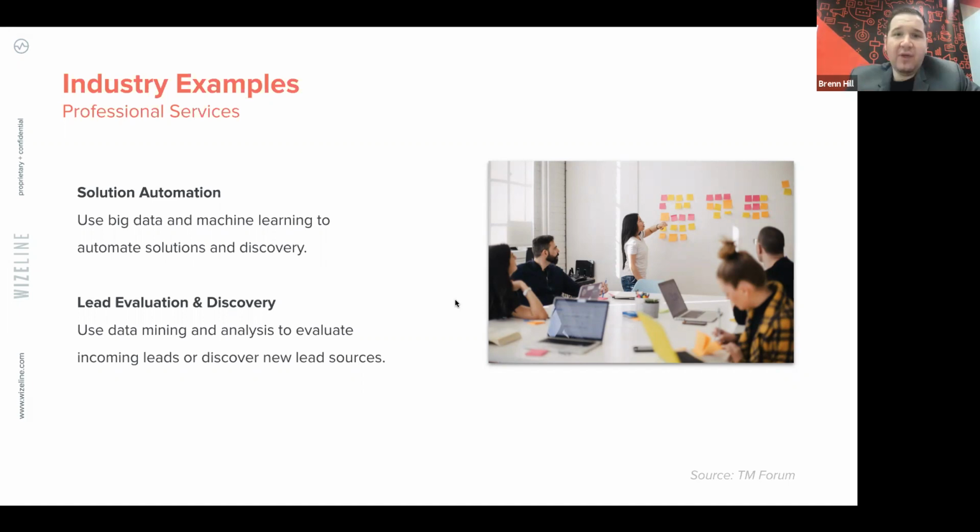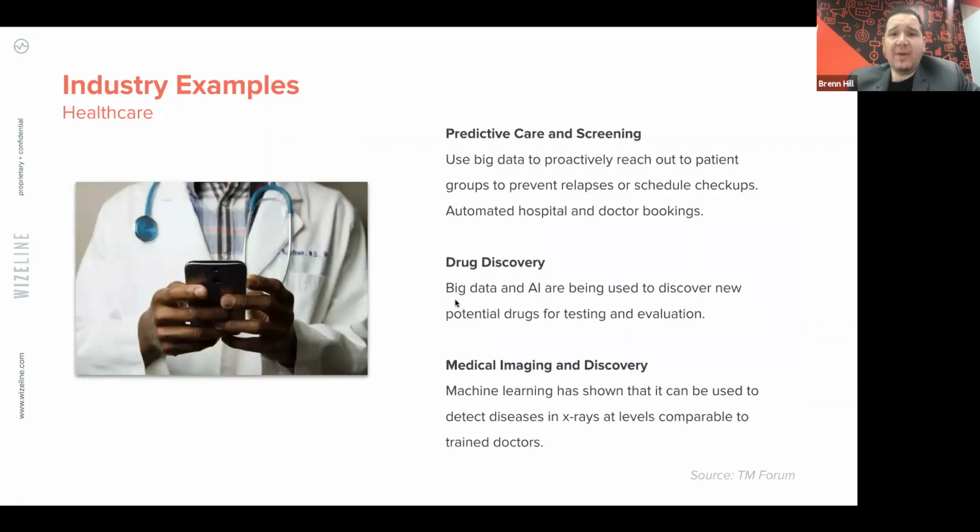And the one that we use internally is lead evaluation and discovery. You can use data mining and analysis to evaluate potential new leads or new industries that may need your services. And I'll talk about that in a bit.